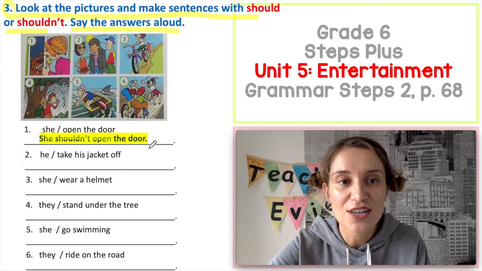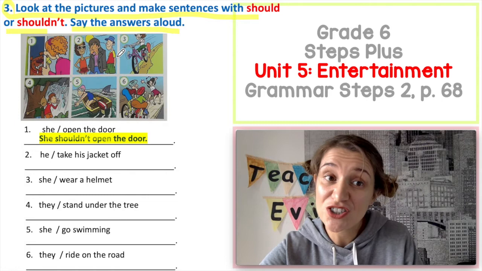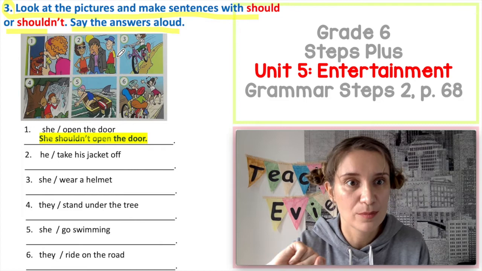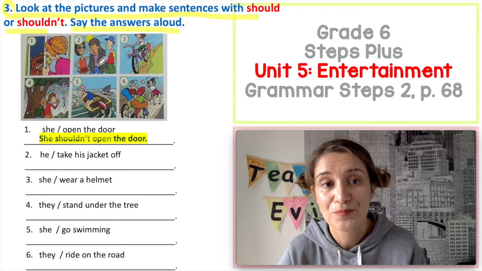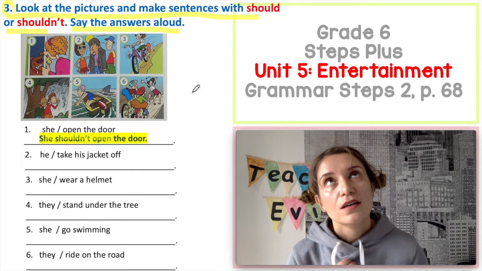Then we go to number two. Obrazek numer dwa. What can you see in the picture? How many people are there in the picture? There are three people. Ile ludzi jest na obrazku? Mamy trzy osoby na obrazku. One of the people, jedna osoba, one person, is wearing a jacket. Ma na sobie kurtkę. But look, how's the weather? Ale popatrzcie, jaka jest pogoda. It's very hot.